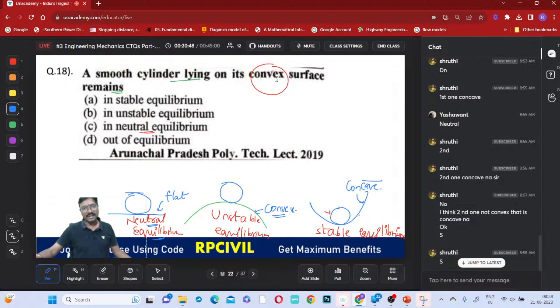So now, smooth cylinder lying on A. Actually, the statement is wrong. A cylinder lying on a convex surface remains in unstable equilibrium. Even though you don't apply any force, it will be subjected to failure. You can say definitely. Shall I move to the next question? 19th question.